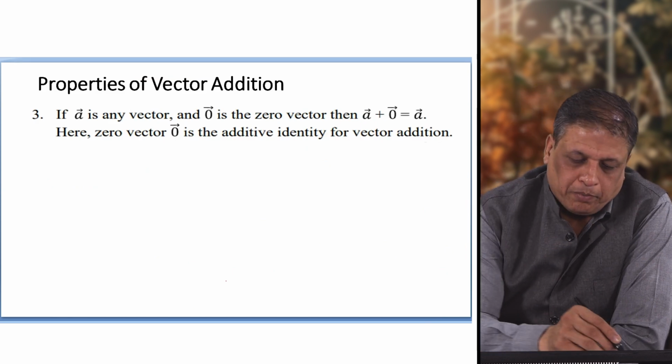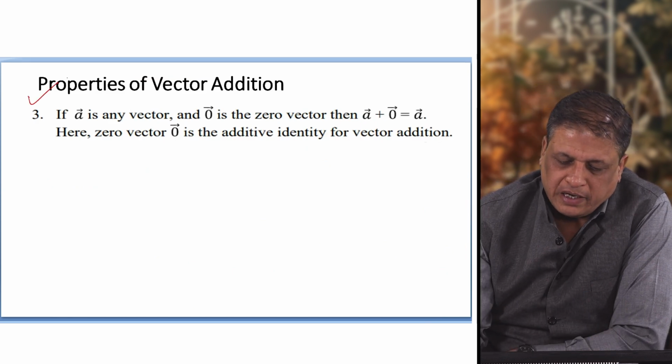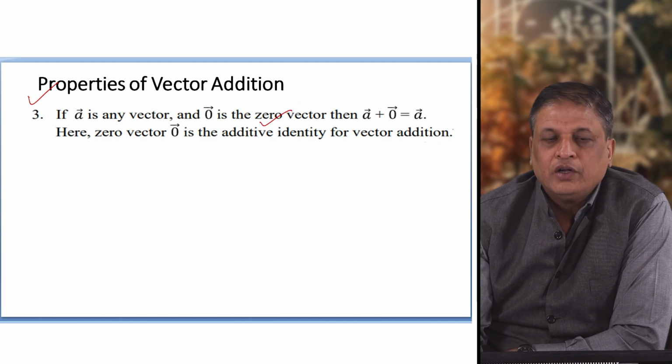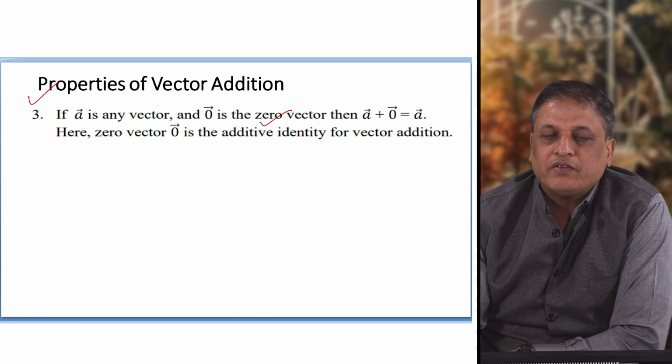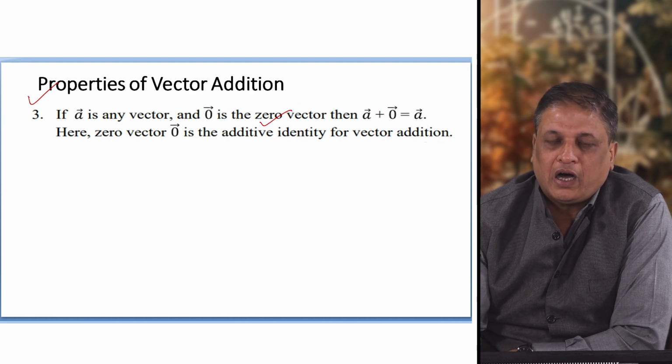Now, another important property for the addition of vectors is the zero vector, and we learned that a zero vector is a vector whose starting and ending point are the same.